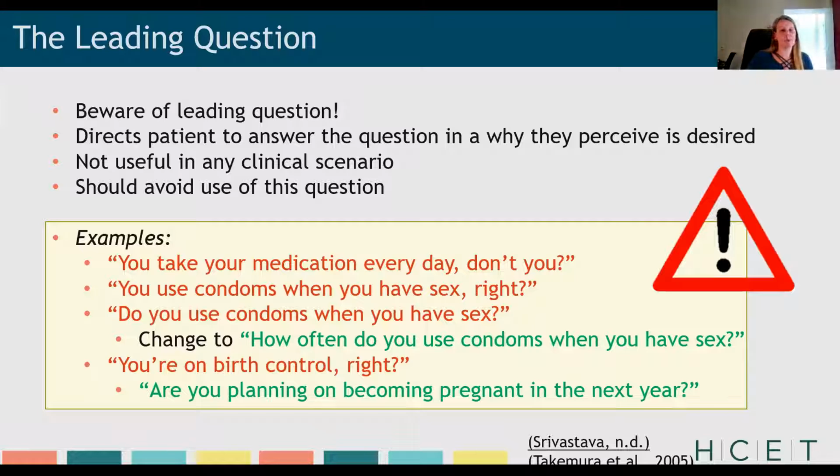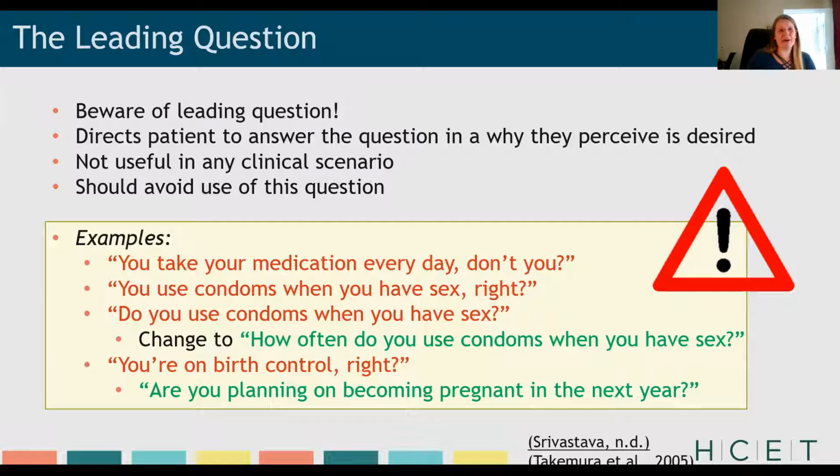So some examples would be, you take your medication every day, don't you? Okay, that "don't you" is really implying, like, if you don't tell me you're taking your medication every day, you're probably doing it wrong. That's not great. That's not how you're going to have a good conversation with someone. You use condoms when you have sex, right? Again, you're implying you should be using condoms in how you ask that question.